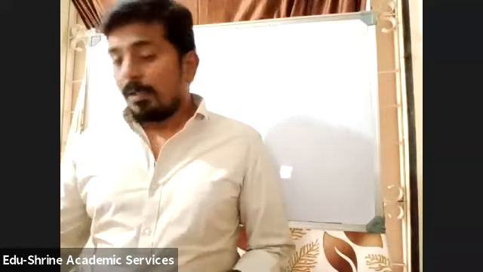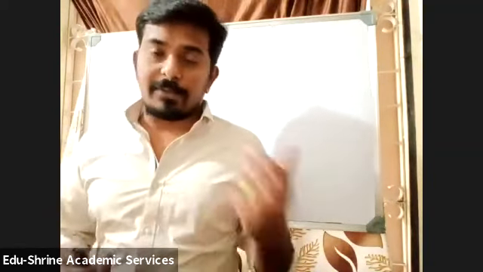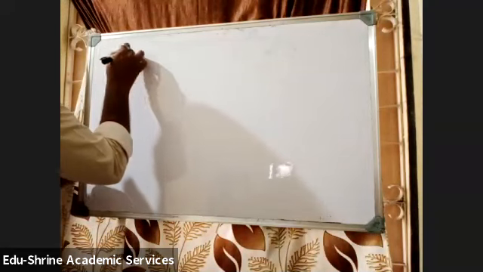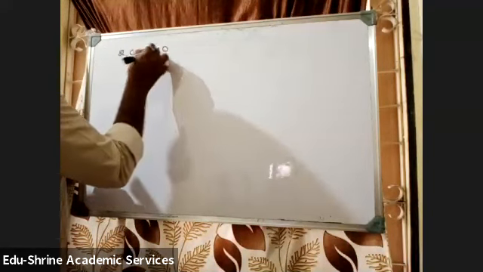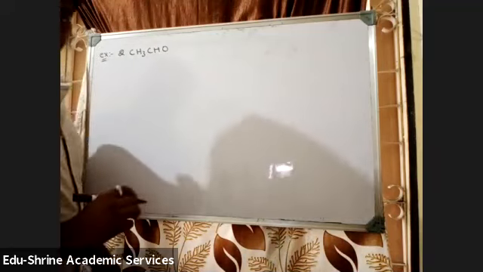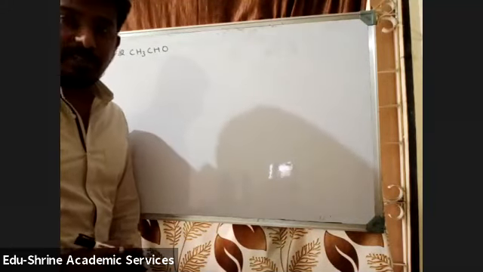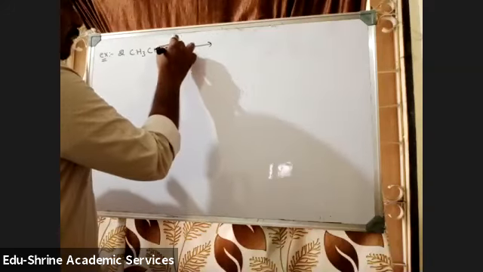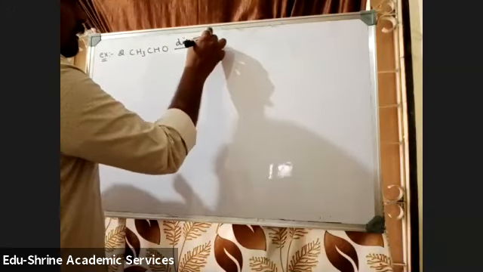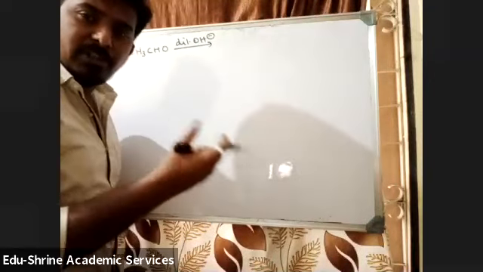Now let us see what is this reaction. For example, let us take acetaldehyde. Whenever you are doing aldol condensation, we need to take two molecules of the same aldehyde or same ketone. If you take different ones, then there is a different reaction that we'll see later. Suppose if I take two molecules of acetaldehyde in the presence of a dilute alkali, dilute OH minus. It may be NaOH, KOH or anything.